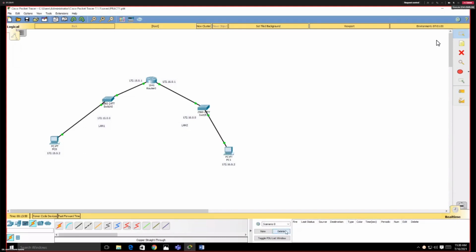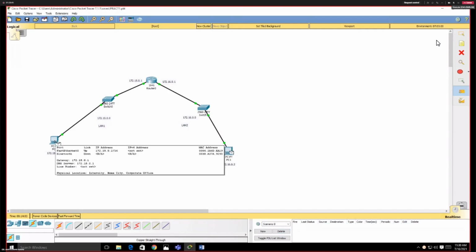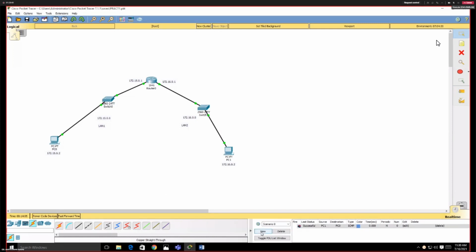You can see I am sending data from PC to PC, from LAN 2 to LAN 1. Yes, the data transmission is successful. Let me send a message from LAN 1 to LAN 2. It shows successful. Are you able to see the successful message? Yes, sir. Okay. So this topology is working well.